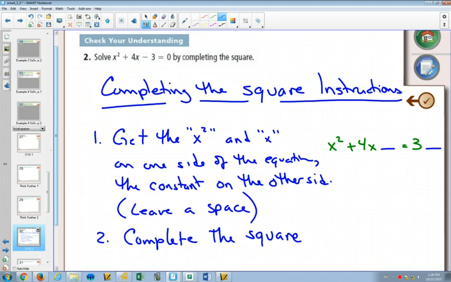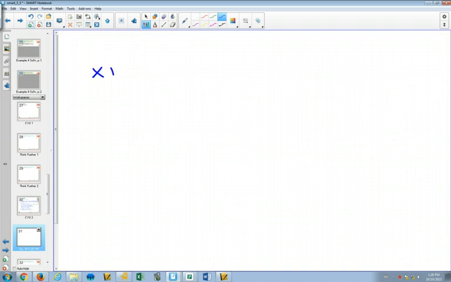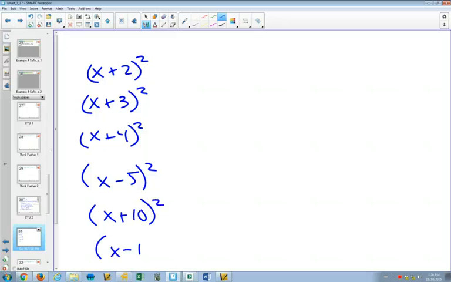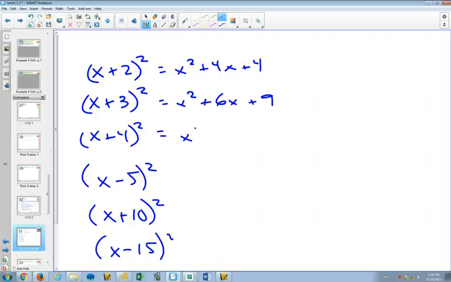But I want you to see a pattern. So what I'm going to do is I'm going to open up another page temporarily here. You don't have to write these down, but I want you to see a pattern. I'm going to do a couple of them squared, x plus 2, x plus 3, x plus 4. I'm going to do a couple at random. How about x minus 5, x plus 10, and x minus 15? Okay? Now, when we multiply these out, we start to notice a pattern.